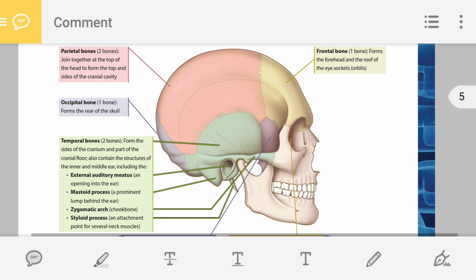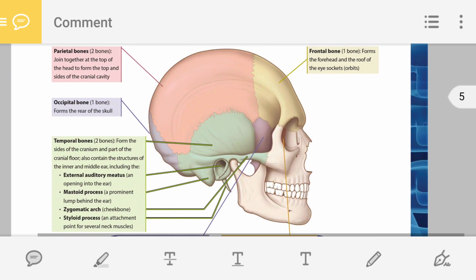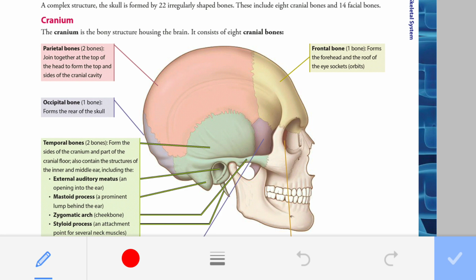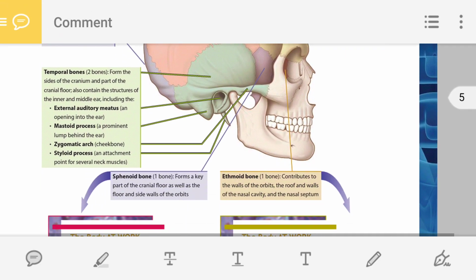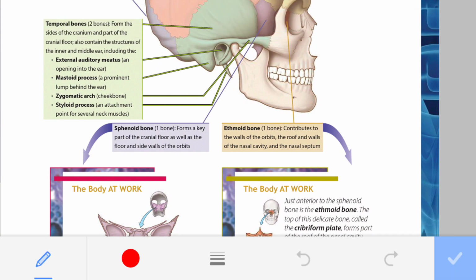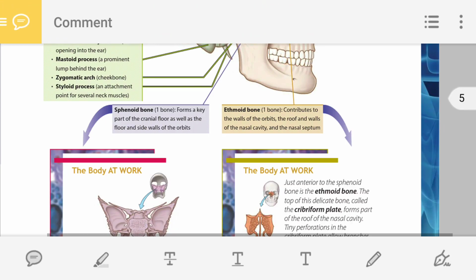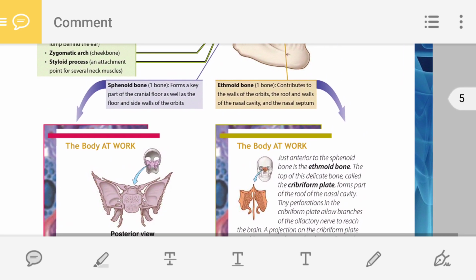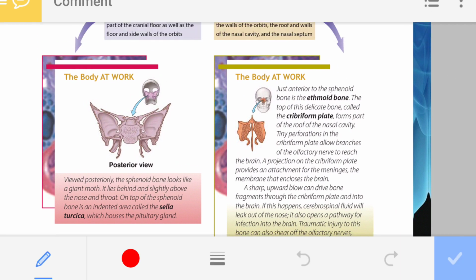Now, in your syllabus, only the names are included, but as a student, if you are interested, you can go through this information, and I leave it up to you if you want to prepare. But if I explain this, then the lecture will become boring. So that's why I'm not explaining the sphenoid bone and the ethmoid bone.